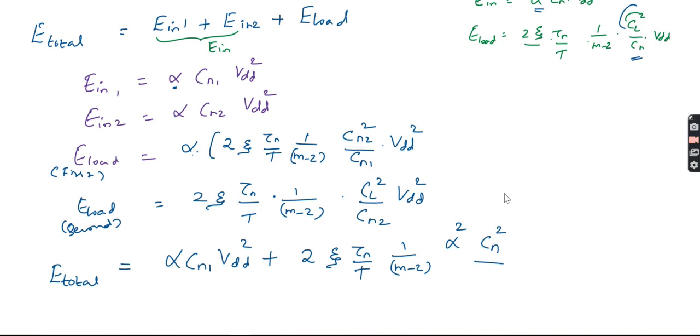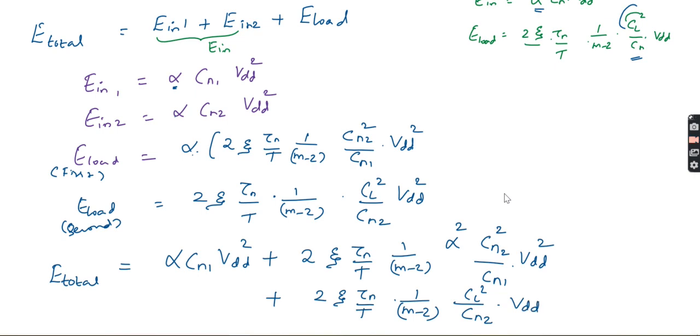by Cn square by Cn1 into VDD square. So you may think like Cn2 square by Cn square VDD square plus again 2 times psi tau 1 by t 1 by m minus 2 then CL square by Cn2 VDD square.